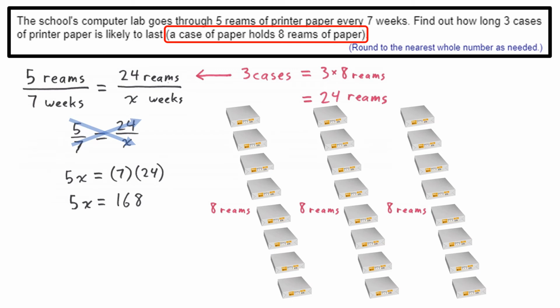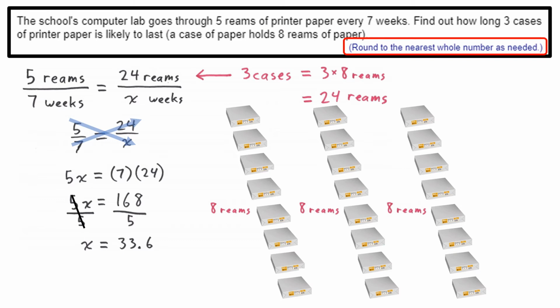So 5X equals 168. Now we want to get X by itself, so we're going to divide both sides by the coefficient of X, which is 5. The 5's cancel, and we will use a calculator to do the division on the right side, the top divided by the bottom. So X equals 33.6.